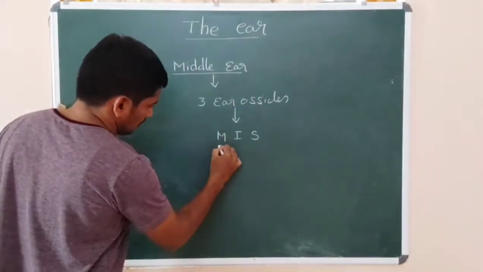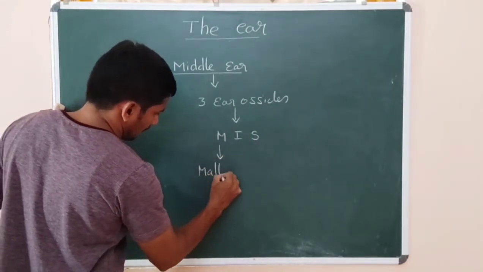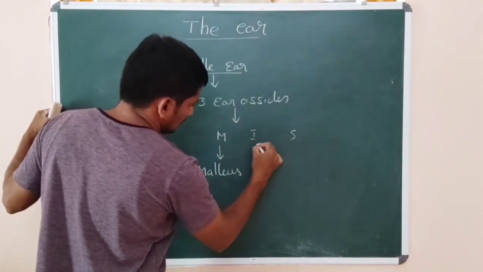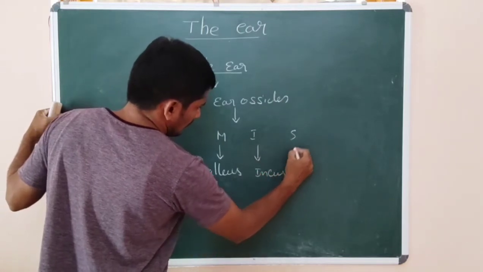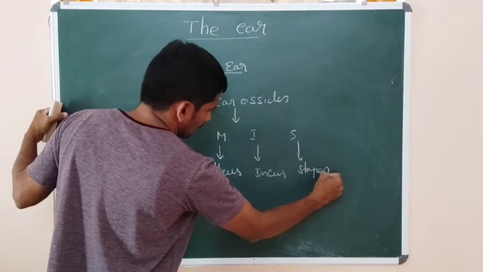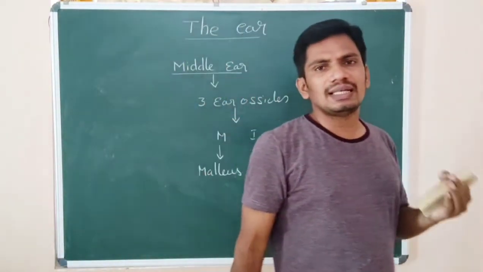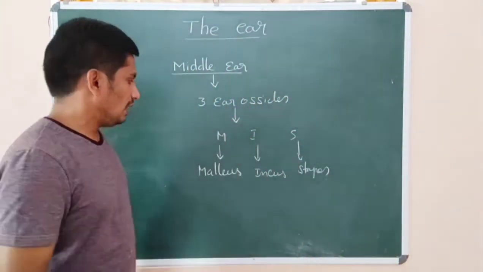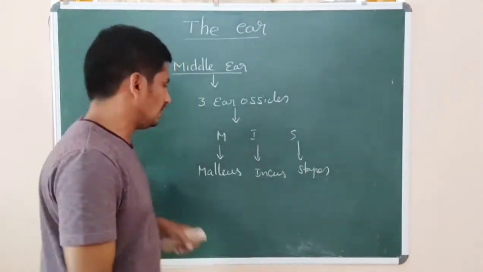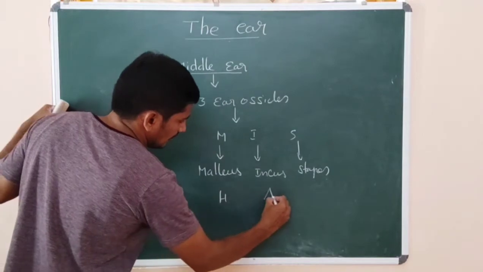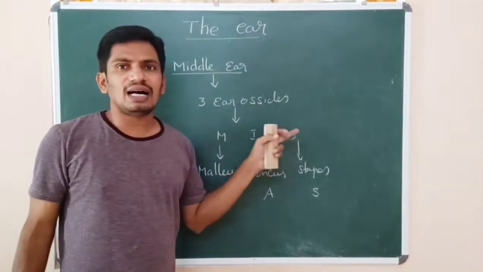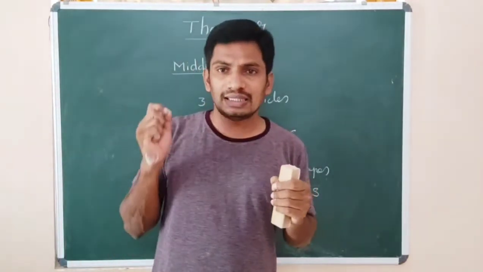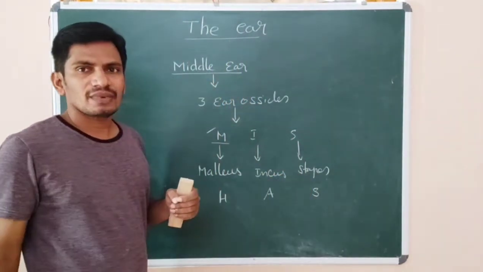M for malleus, I for incus, and S for stapes. Malleus, incus, stapes: these three small bones are present in the middle ear. The shapes of the bones are also very important here. For that I have a code, H-A-S, and M-I-S is the order. Which of the following bones is in contact with the eardrum? You should write the malleus.